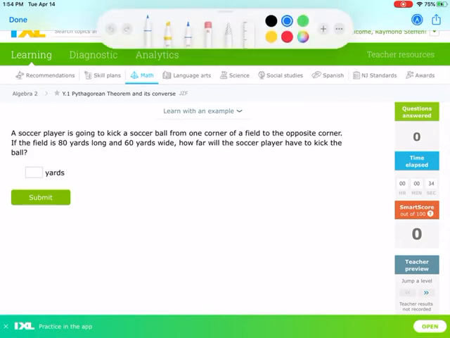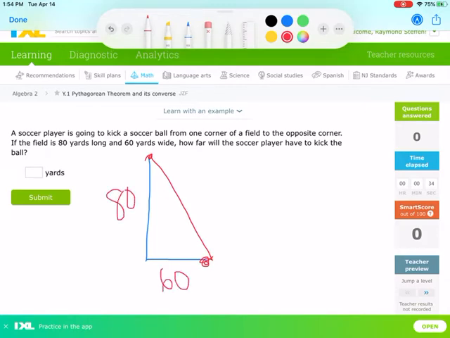A soccer player is going to kick a soccer ball from one corner of a field to the opposite corner. If the field is 80 yards long and 60 yards wide, how far will the soccer player have to kick the ball? So this guy is going from here all the way to here, and he's kicking the ball that way. It's 80 yards long and 60 yards wide. How far will you have to kick it? So that's just classic Pythagorean theorem.